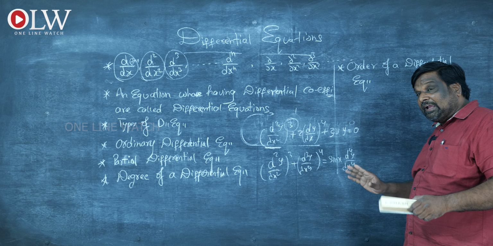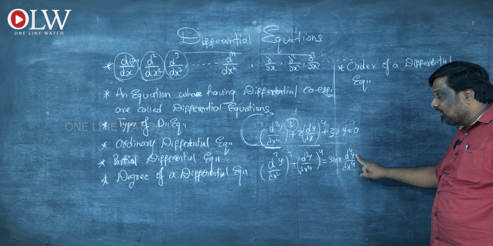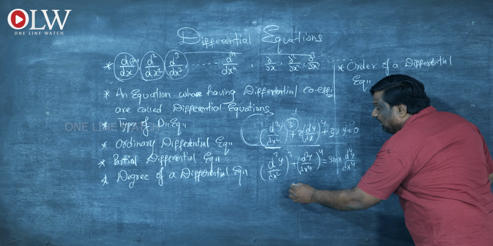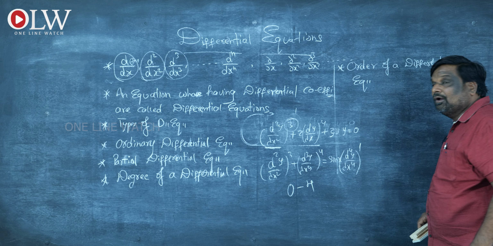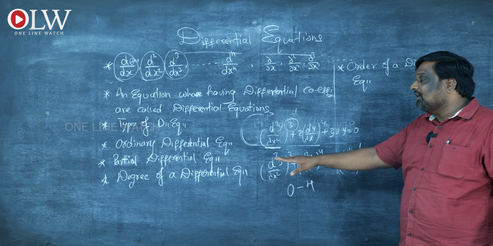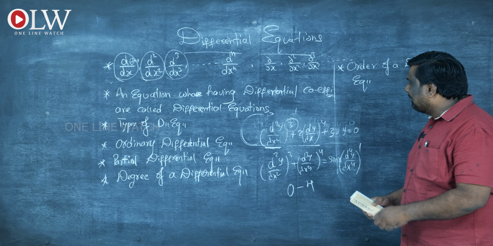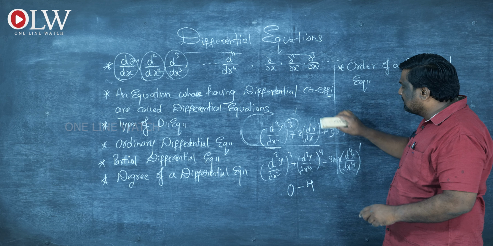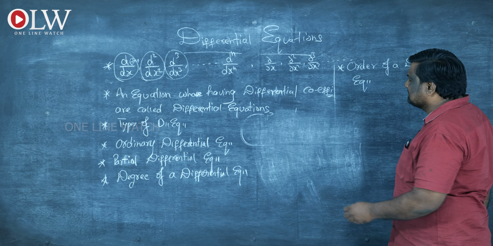However, we define the order based on d⁴y/dx⁴, and its order is 4. So the highest order derivative has which power? Only 1. So the degree of the differential equation is 1. Okay? Now we are moving to equations which have radical powers.